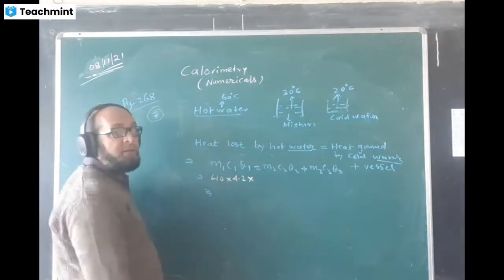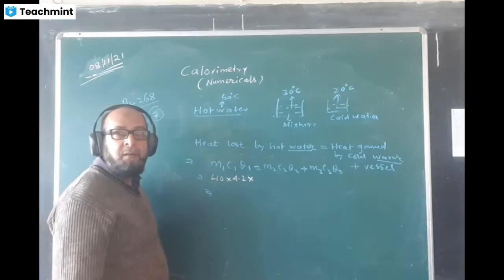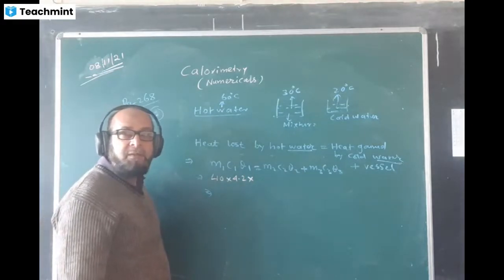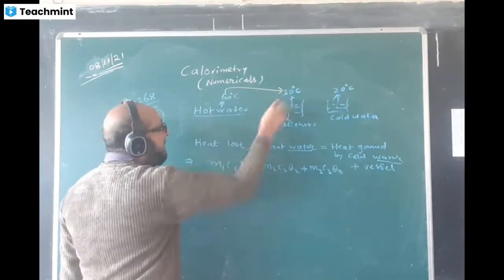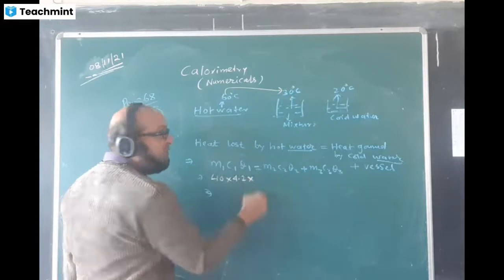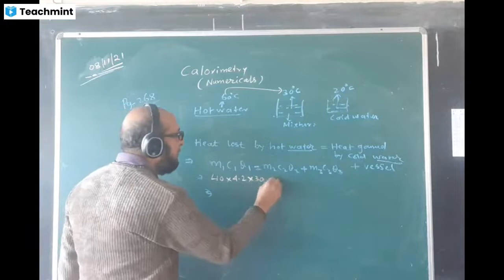Theta 1, can you tell me what is the value of theta 1 here? What is the value of theta 1? 30. Then this minus this we will do, 60 minus 30. We can write directly here, or within brackets you can show the working, 60 minus 30. So I'll write directly here just now.